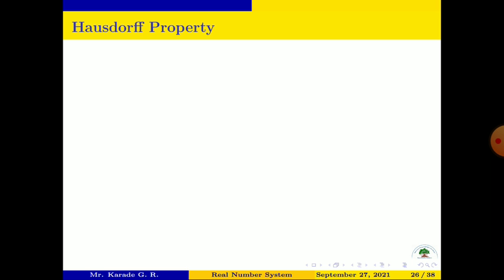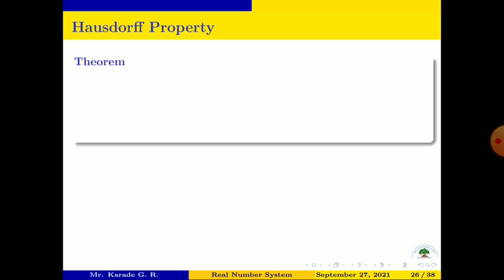In this lecture, we learn about the Hausdorff property. So, let us state the theorem based on this property. This Hausdorff property, or theorem, says that any two distinct real numbers have disjoint neighborhoods.